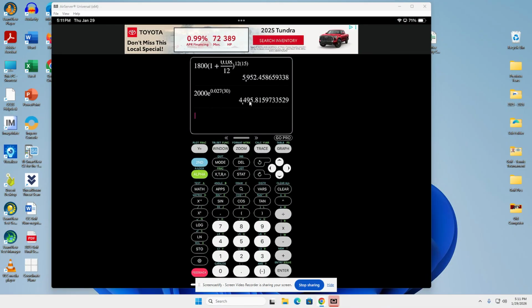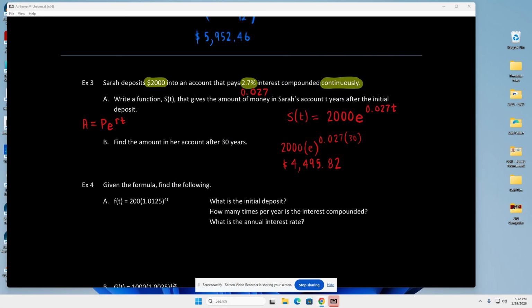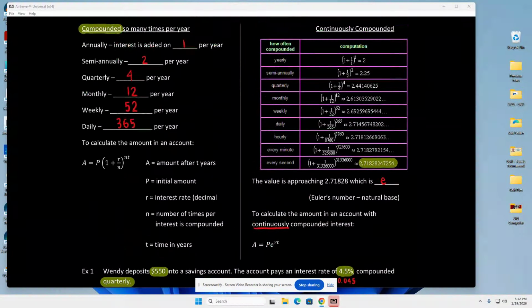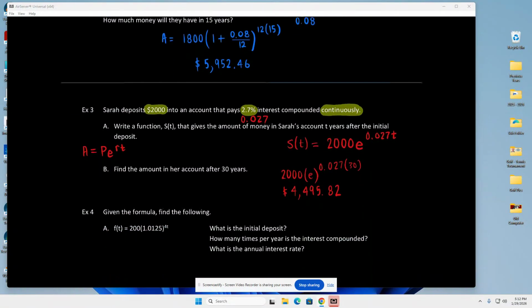It's 4495.8. That 5 rounds that up to a 2, so 8.2. So I get to write $4,495.82. And that's it. That is 2 compound interest formula problems. That's 1 compounded continuous problem.